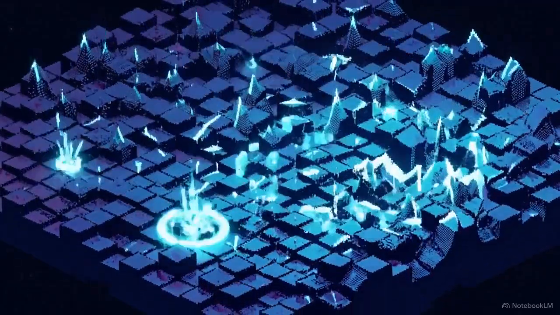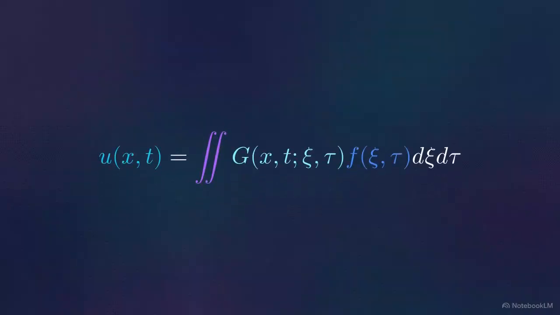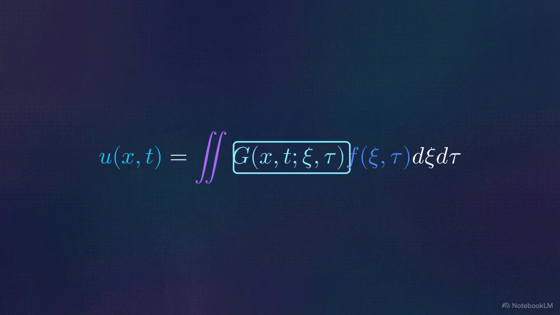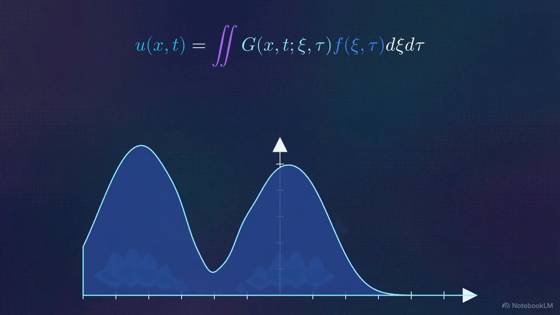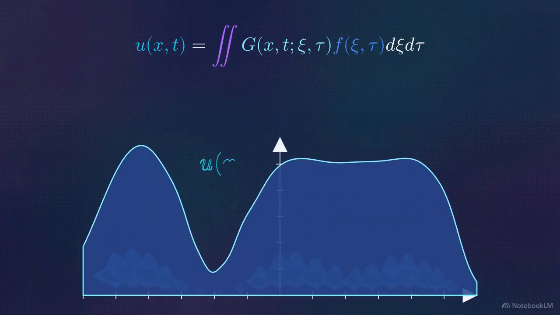The answer is this integral representation formula. It shows that the total response, U, is the sum of every microscopic point response, G, weighted by the actual source input, F. This is the command for superposition. We multiply every point source by its specific Green's function and then add the results together.